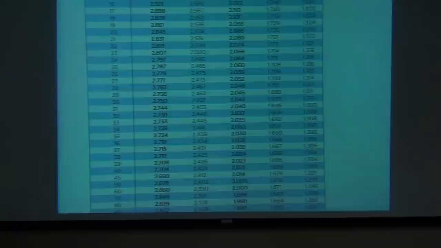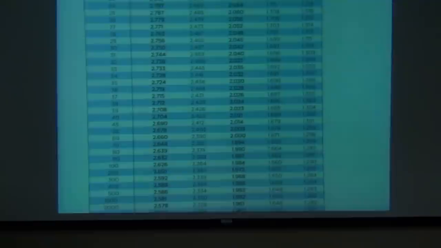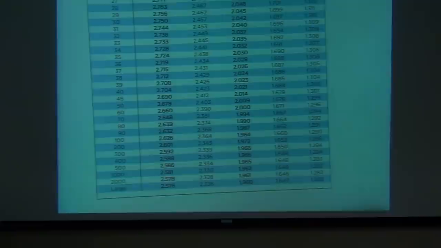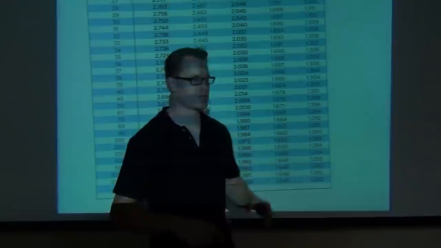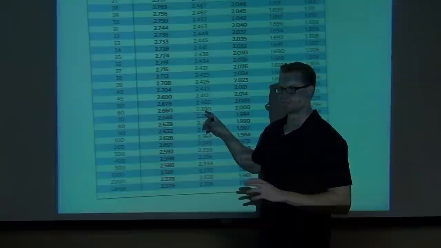So over here on the left-hand side, we start seeing these degrees of freedom, but down here past 40, notice how it goes up by 5 and then by 10 and then ultimately by 100. Do you see that? That's because as you're getting closer and closer to these large sample sizes, your t-score is really starting to approximate your z-score, right? And so it's getting really, really close. And so they can afford to make these jumps.